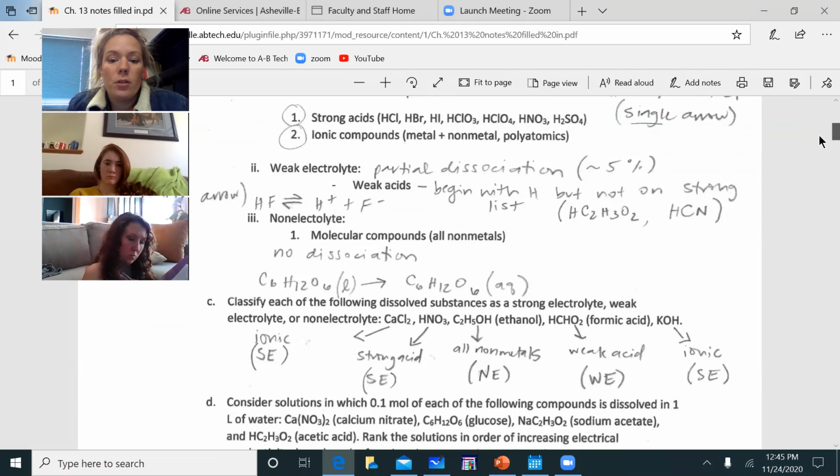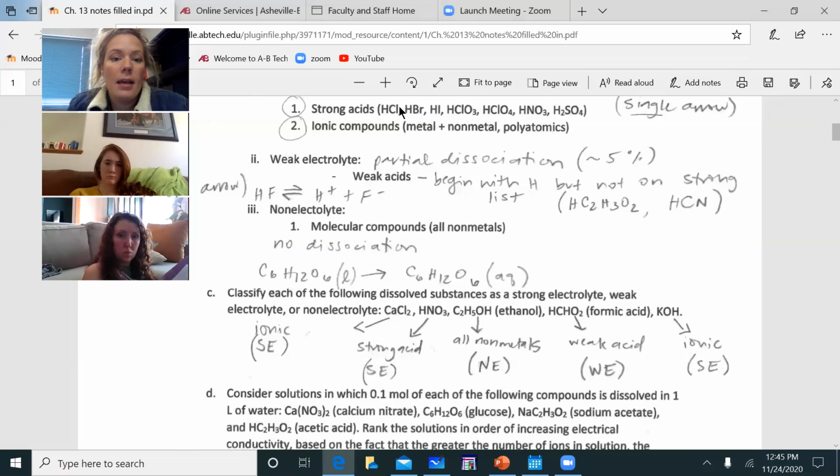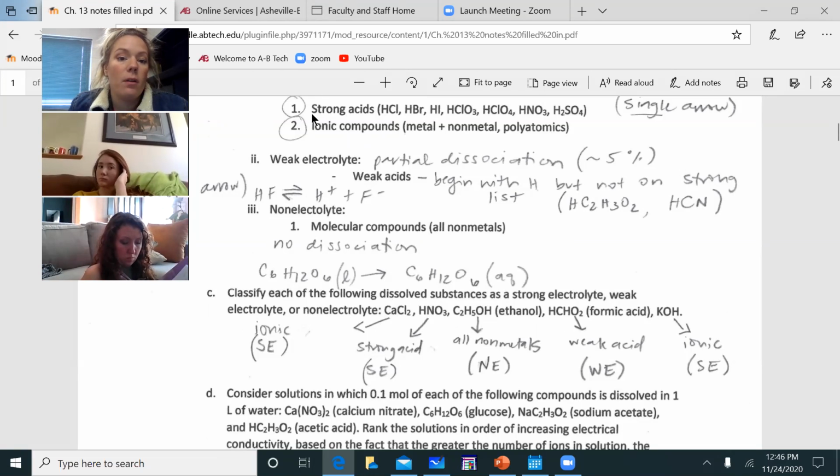So if we were to apply these to a couple different things, which you're going to want to be able to do, classifying them as a strong electrolyte, a weak electrolyte, or a non-electrolyte solution. We can see here CaCl, this is ionic, so we're going to say that's a strong electrolyte solution. The HNO3, that's a strong acid, so that also is going to be one of our strong electrolyte solutions.